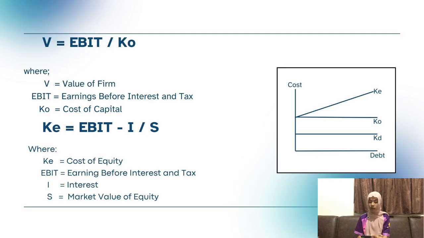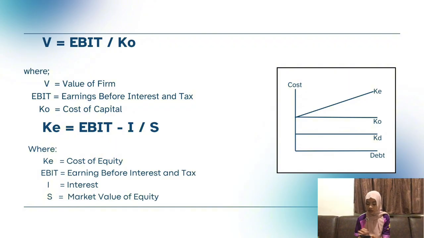Here's the formula. It is also same with the... No, it is not the same. So, V is equals to EBIT over KO, or the cost of capital. Cost of equity is equals to EBIT minus interest, or I, over the S, or the market value of equity. Here's a graph. Let's move on.